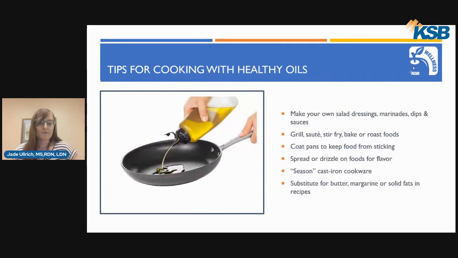I also have a few tips for cooking with healthy oils. You can usually use cooking oil just like solid cooking fats. For example, you can make your own salad dressings, marinades, dips, and sauces. You can grill, saute, stir fry, bake, or roast foods. You can use it to coat pans to keep food from sticking. You can spread or drizzle it on foods for flavor. You can also season your cast iron cookware with it. And you can also substitute it for butter, margarine, or solid fats in recipes.